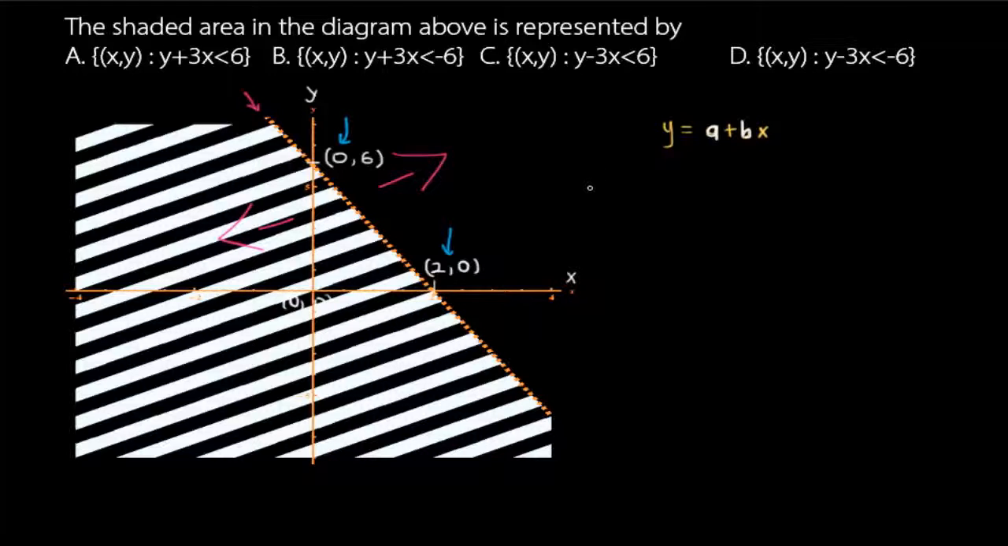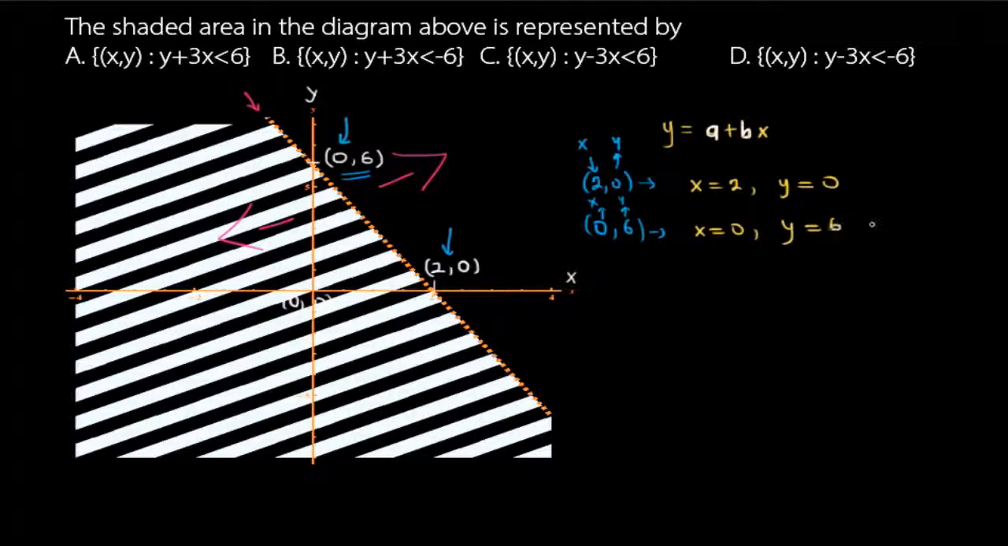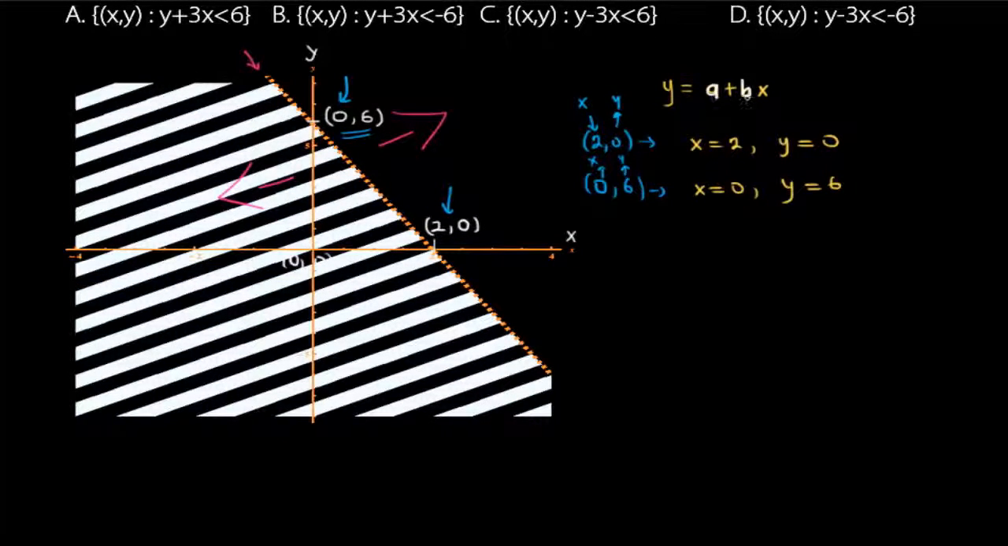Since the line passes through (2, 0), you know this is your x coordinate and this is your y coordinate. So what this means is that when x equals 2, your y is 0. Similarly, you observe it passes through the point (0, 6), that is 0 and 6. So again, this is our x and this is our y. So what this means is that when x is 0, your y is 6. Now I'm going to use this information to find a and b. So let's call this 1 and let's call this 2.